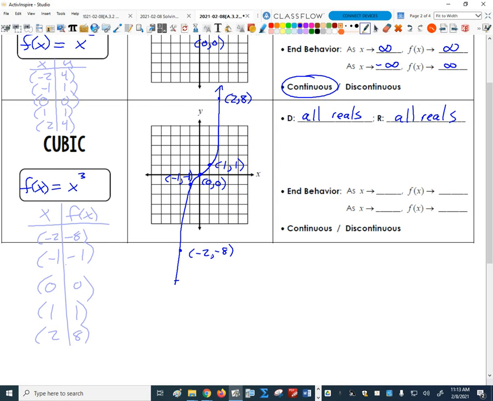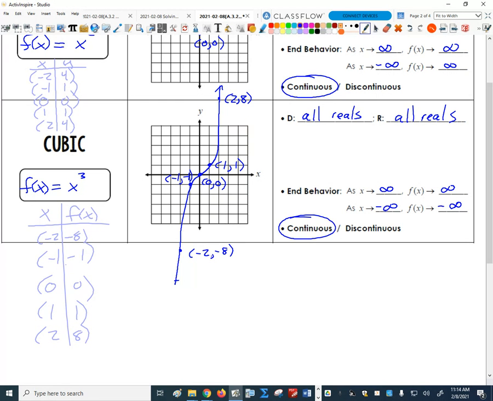What about our end behavior? As x approaches infinity, so as the ant goes to the right forever, well, the graph is carrying him up forever, isn't it? So we get positive infinity for our output. As x approaches negative infinity, as the ant goes left forever, the graph carries him down forever. So y approaches negative infinity this time, right? And this one is continuous.